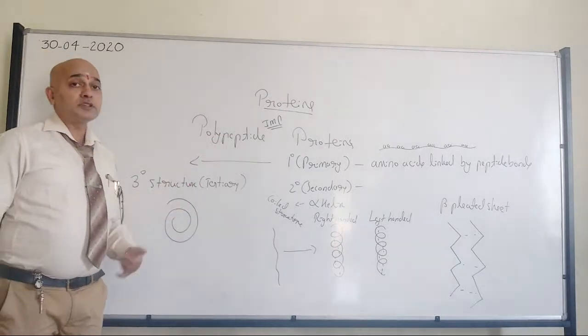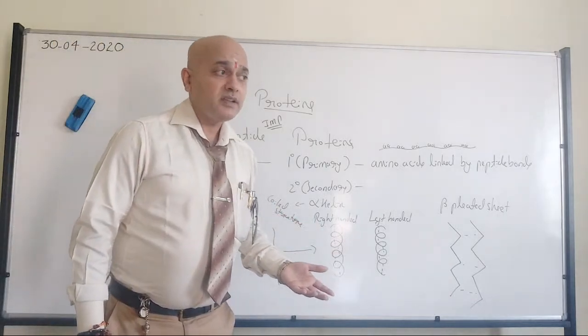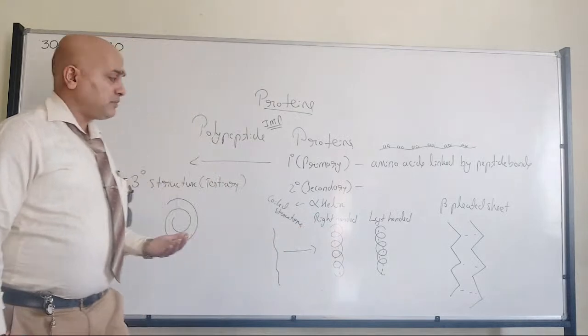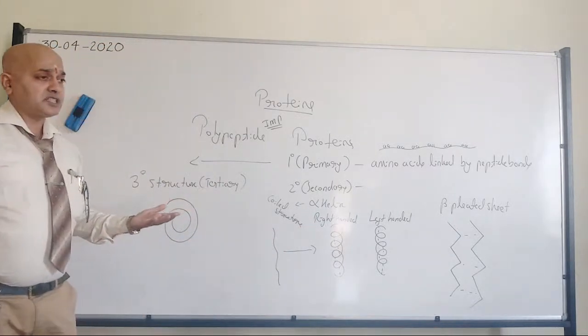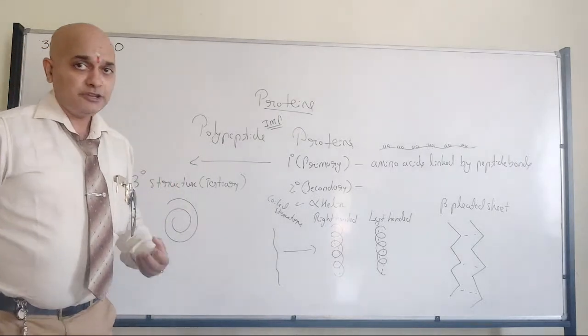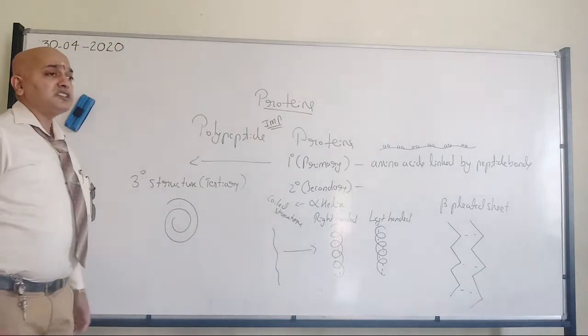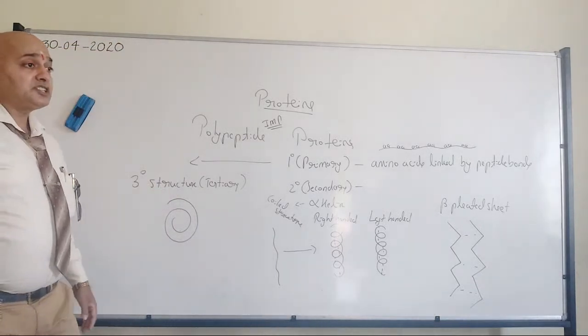Here also hydrogen bond will be there, disulfide linkage will be there, electrostatic interaction will be there. So they are going to decide which type of structure we are going to get. What is the shape of the protein? It will be decided by the tertiary structure. Fine? So that's where we have the tertiary structure.